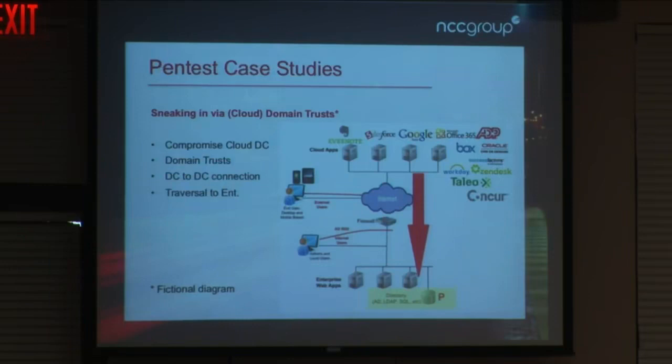But then we also had this. We compromised the DC in the cloud. Once we were on the DC, we found that it actually had a trust to the internal domain controller in their internal network and a direct connection via IPsec. So we had this kind of situation where we compromised the cloud environment and then we just traversed straight to the domain controller in the corporate enterprise environment.